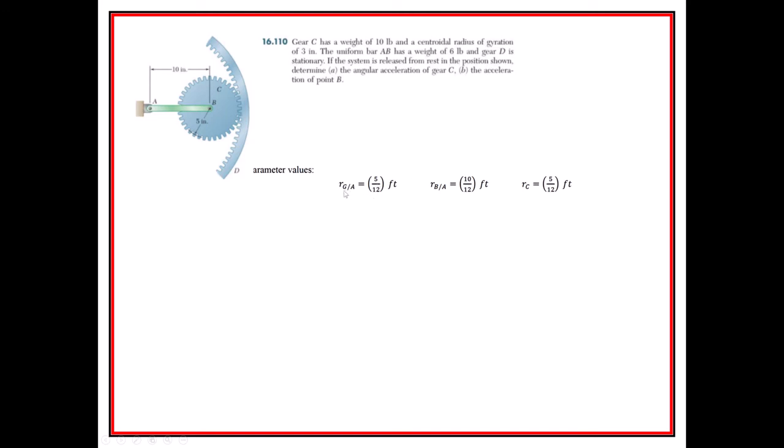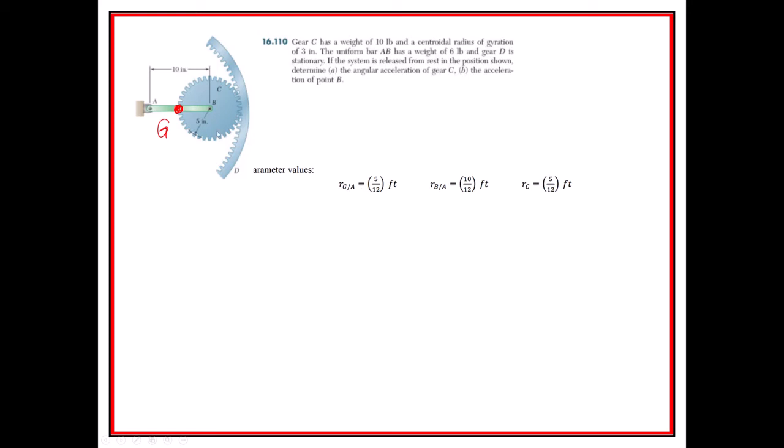So we have this 5, this is G with respect to A. I guess I've decided to call that G. Oh, okay, I see, the center of gravity, right? So that's what they mean here. What I mean is that this point right here is what I've decided to call G. So that's important to know. And then B with respect to A, that's 10 inches, and we turn that into feet.